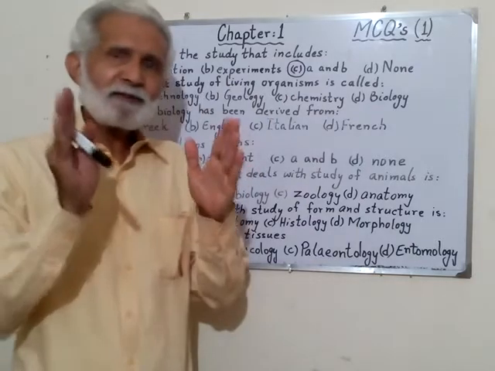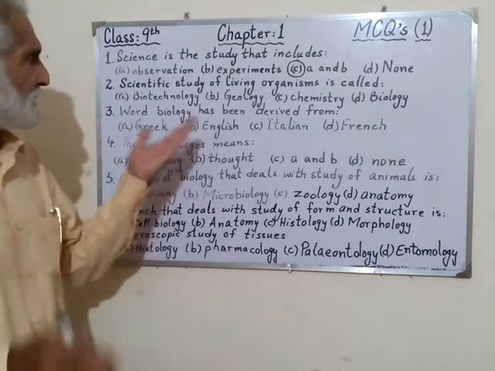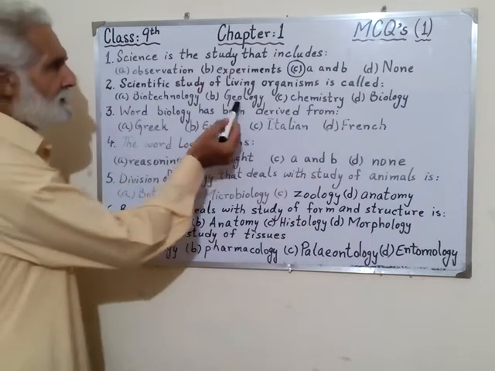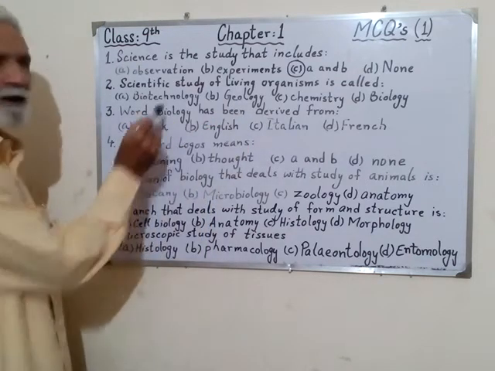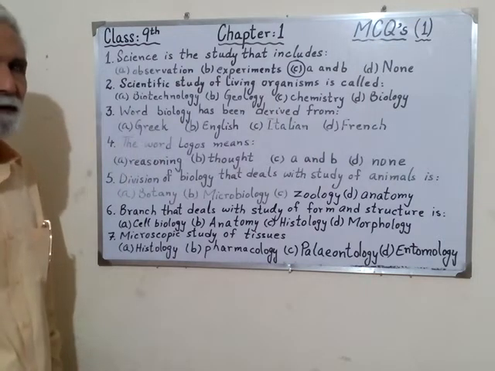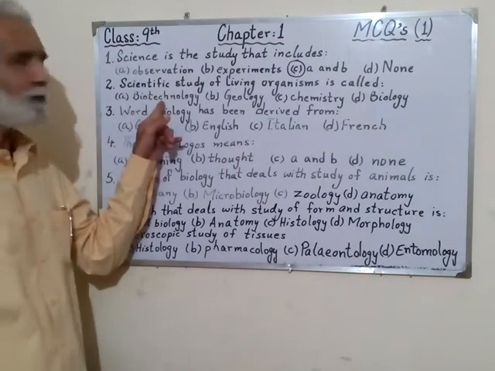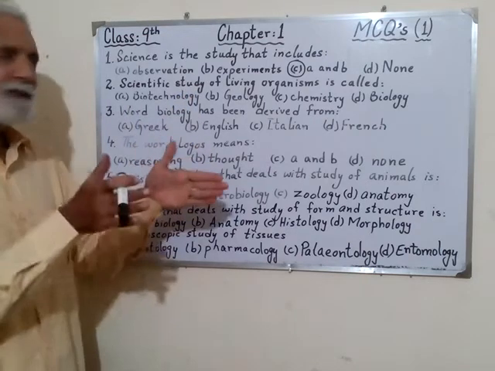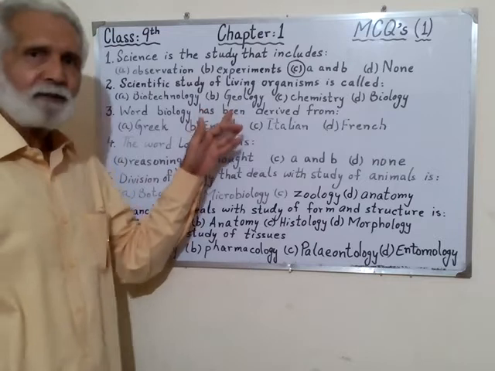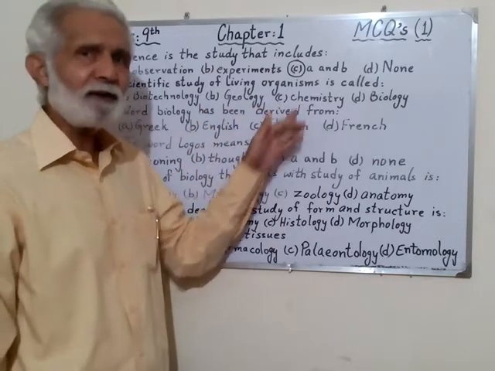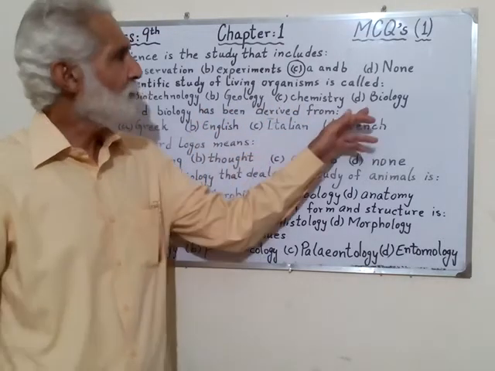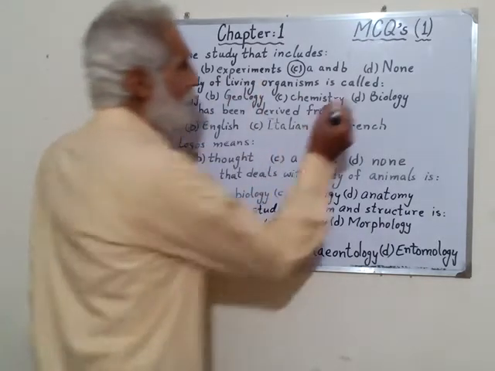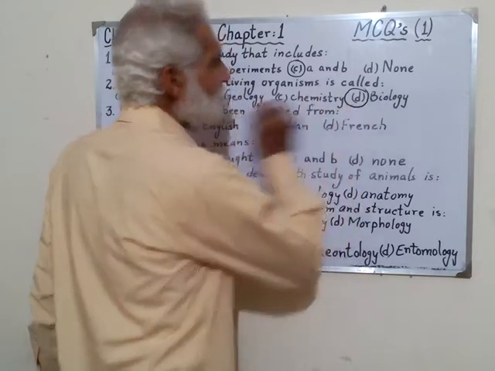Now, for the scientific study of living organisms, the options are biotechnology, geology, and so on. We have read the branches and we know biotechnology is not possible because it is not the study of living organisms, it is only one side of that. Then geology is about the earth, chemistry we know, and the others. Biology. So biology is the scientific study of living organisms. So we will circle choice B.